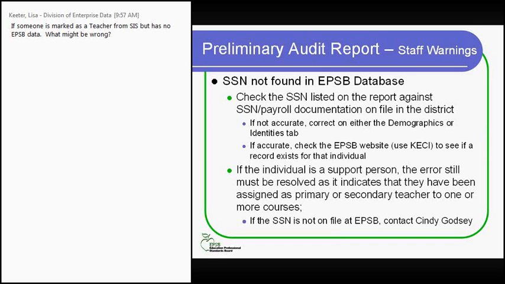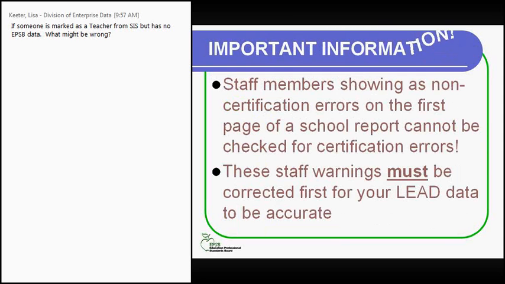It's important to note that those staff warnings are people that are not getting checked for certification issues because we have no data by which to check them. We don't have any courses. If we don't have the social, we can't even load their courses. So those have to be corrected for us to check those folks to make sure that they have the appropriate certification. That's why we recommend that those are checked early.